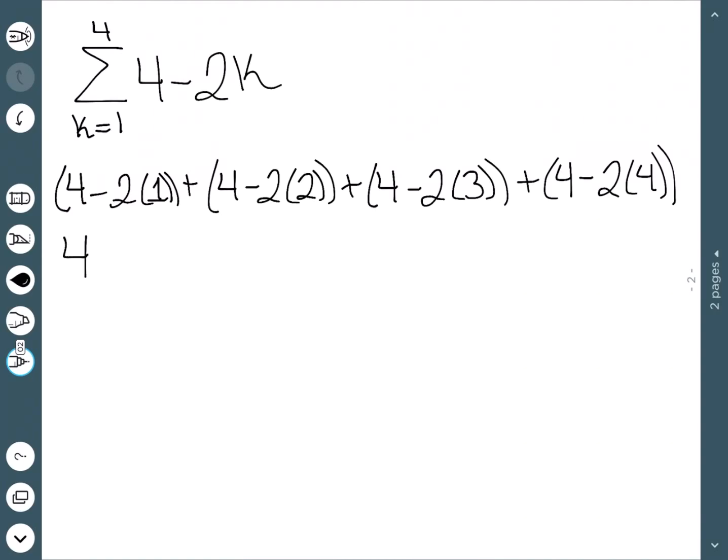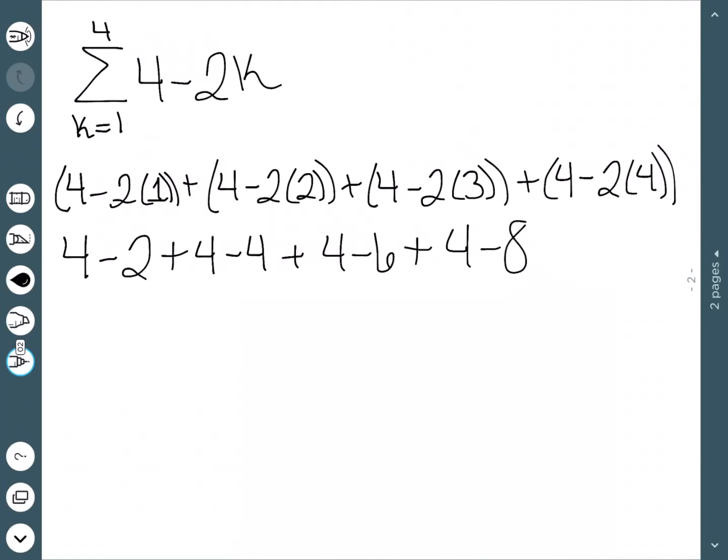When I simplify, this is 4 minus 2 plus 4 minus 4 plus 4 minus 6 plus 4 minus 8. And when I do, I get negative 4. So the summation of this is going to be negative 4.